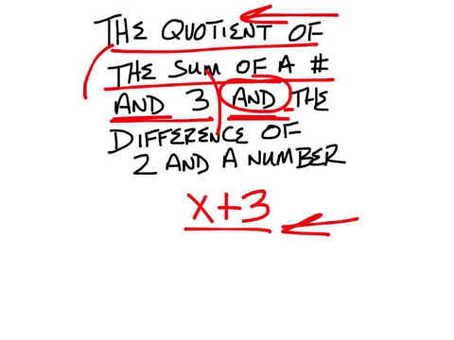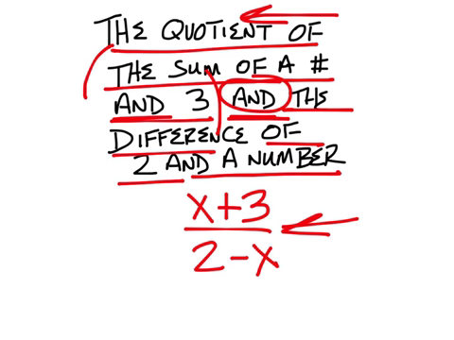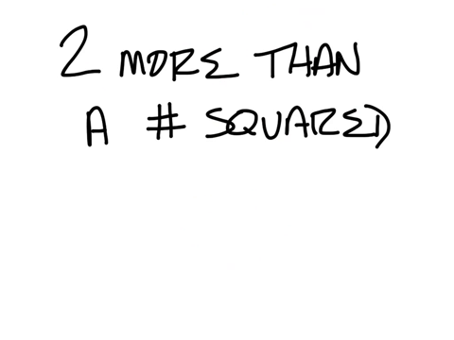Now on the bottom we have the difference of 2 and a number. What do I write for that? 2 minus x. Yes, so x plus 3 over 2 minus x. Try this one and bring it up.